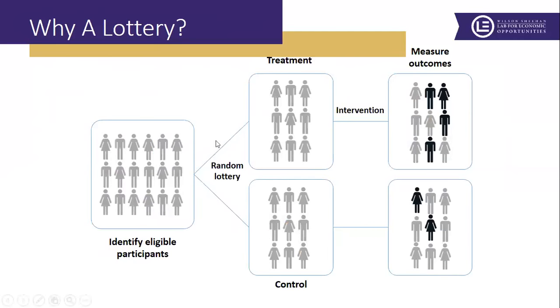And so here's just another illustration of that. You want to identify a pool of eligible participants. If you select them by lottery, on average, these two groups are going to be exactly the same when they start out. And then at the end of the program or at the end of the intervention, any difference that emerges between these two groups who were exactly the same when you started out has to be due to the intervention.